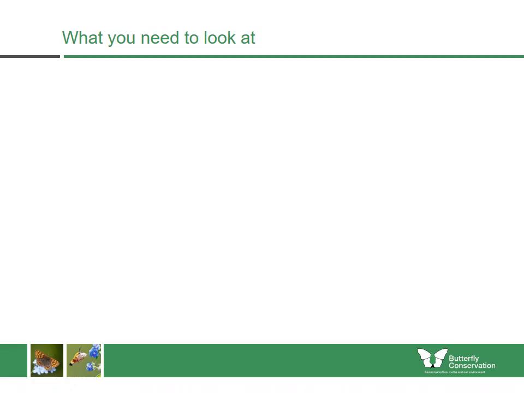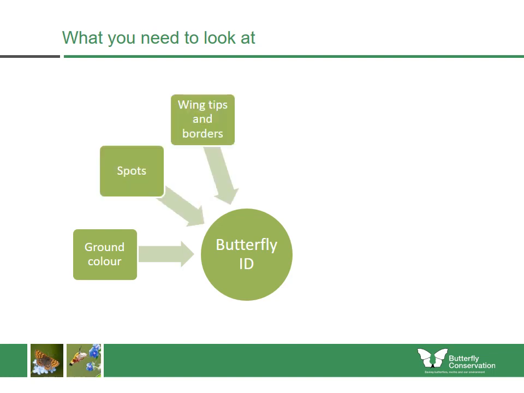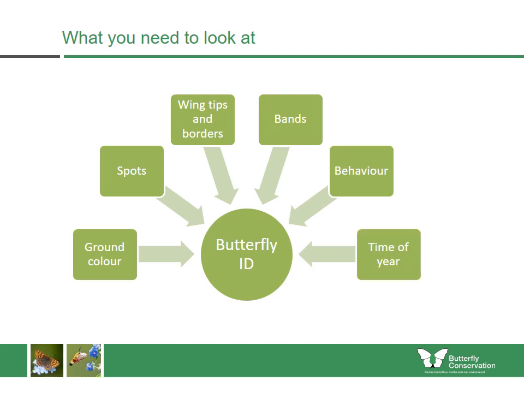And when you're identifying any insect, it's important to know what you need to look for. So with butterfly ID, I think of the clues as being the ground colour of the butterfly, whether it has any spots. The wing tips and borders are very important for separating the white species of butterflies. Then whether it has any bands, the behaviour and the time of year are all useful clues. So we'll look at each of those in turn now.